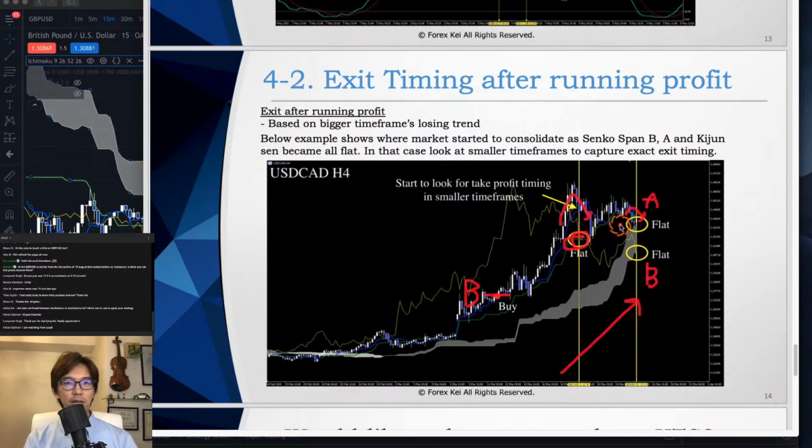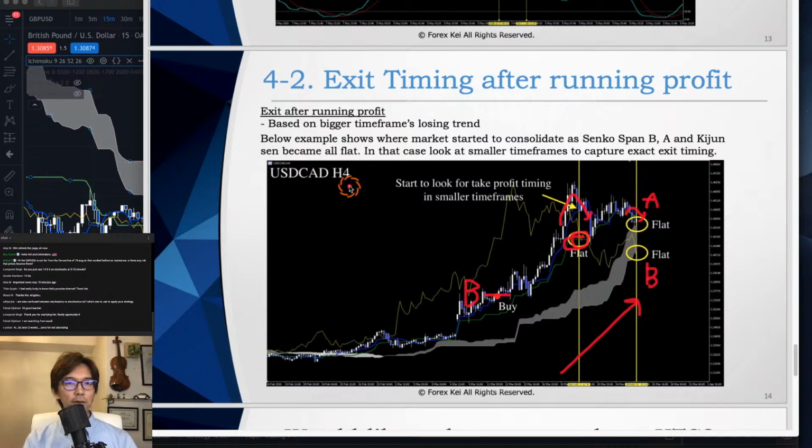I don't take profit just because Senko Span A, B, Kijun Sen become flat. I make sure to look at the lower time frames, 5 or 15-minute chart, and capture the exact take profit timing. But as long as Kumo is moving up and Kijun Sen moves up this way, I won't look for the take profit timing, because by definition, the market is uptrending. But as soon as I see retracement, and as soon as I see Kijun Sen and Senko Span A and B become flat, then I will think about where to take profit.